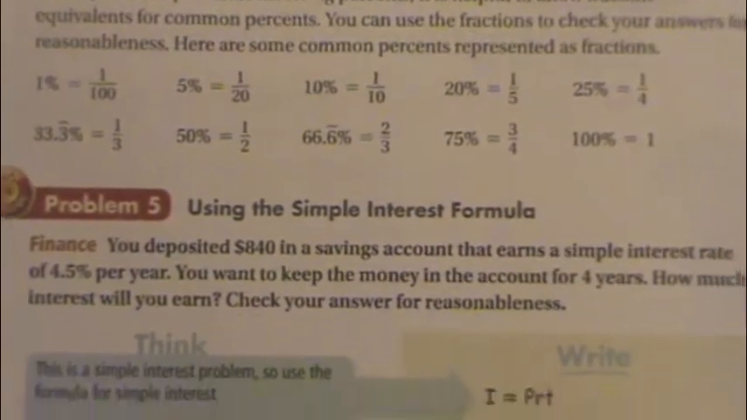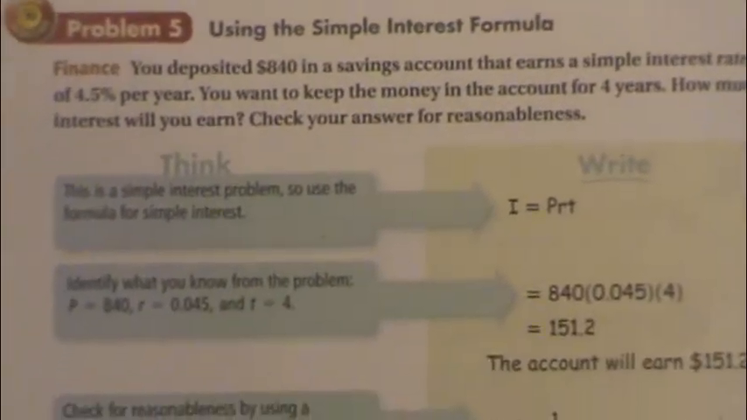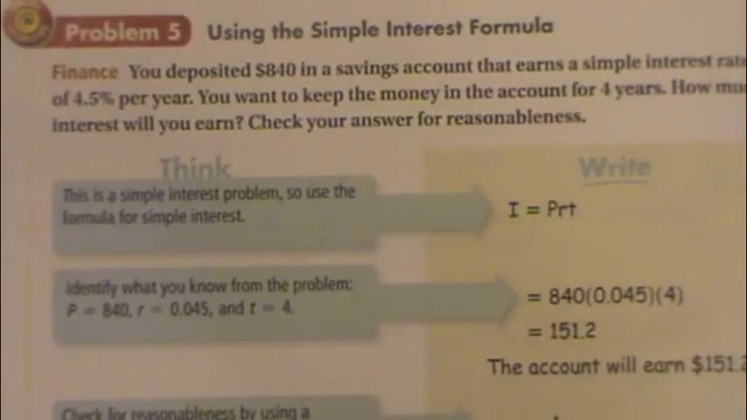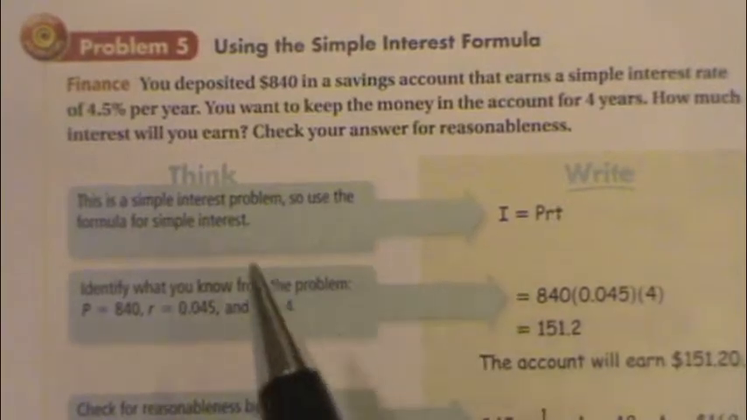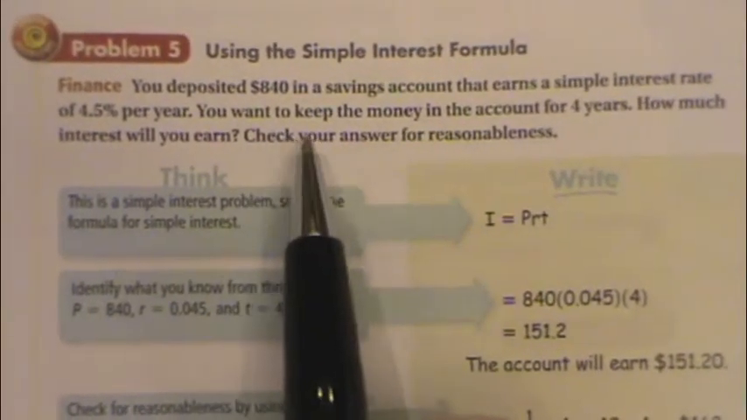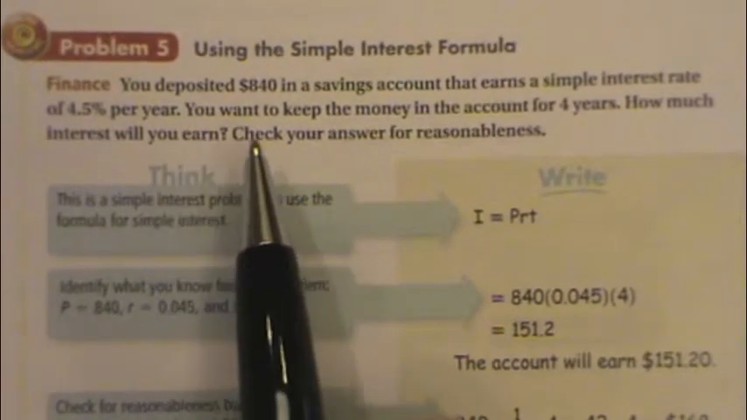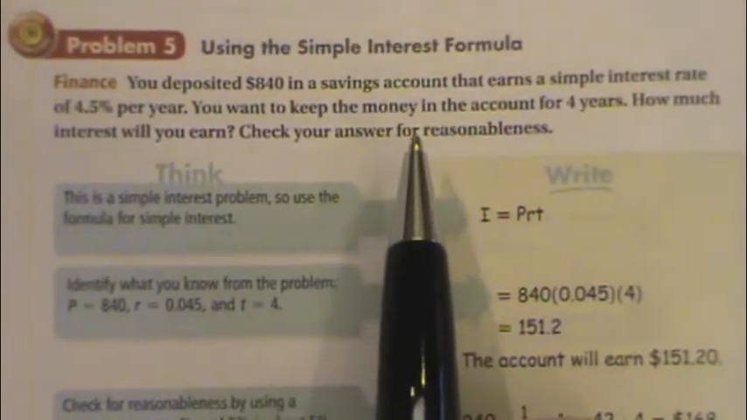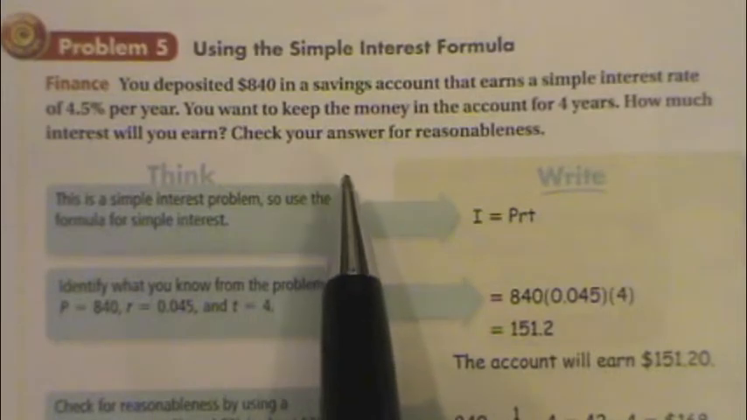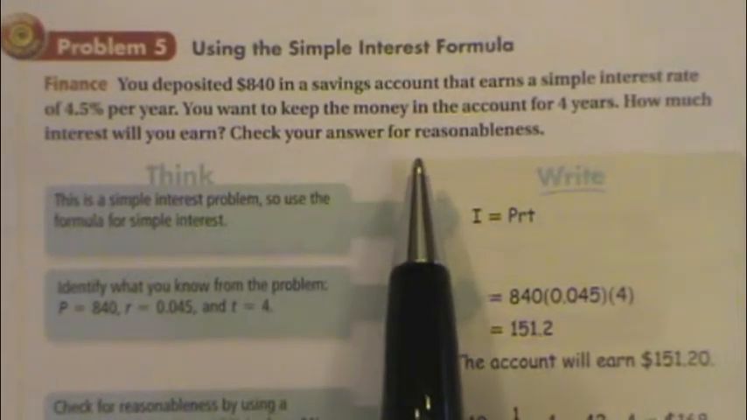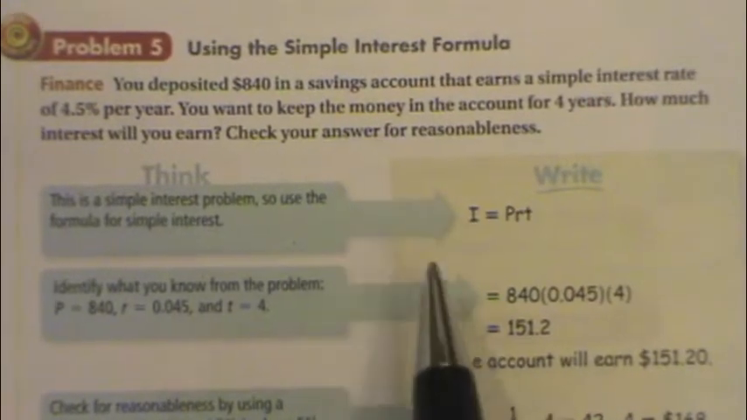Problem 5, moving on, using the simple interest formula, and you'll see why they gave you those fractions. You deposited $840 in a savings account that earns a simple interest rate of 4.5% per year. You want to keep the money in the account for 4 years. How much interest will you earn? That is a good thing to know. Then they say check your answer for reasonableness, which I'm not sure I knew was a word.